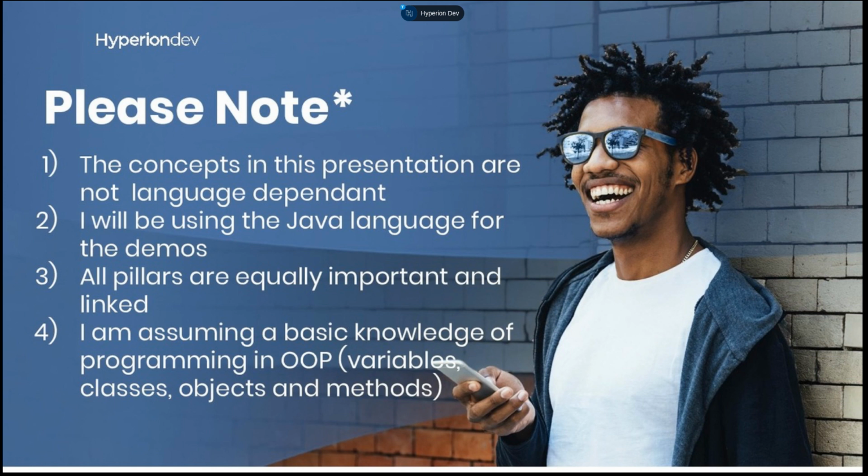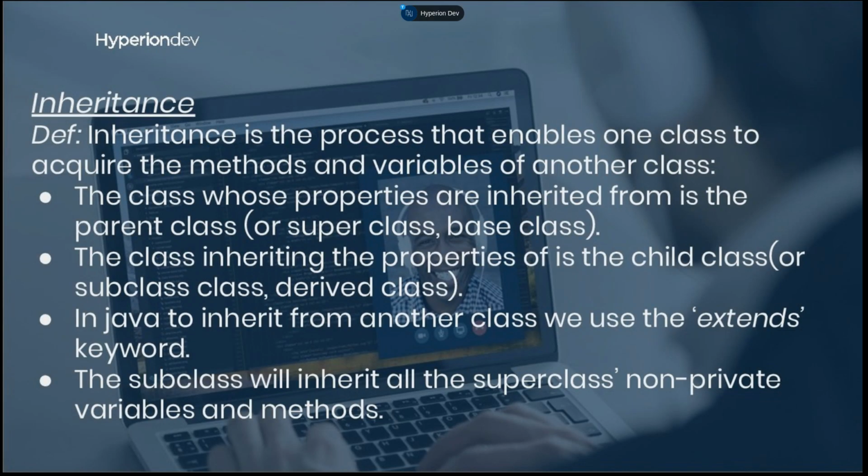And also, I am assuming a basic knowledge of programming in the object oriented paradigm, specifically that you know what variables are and the types of variables that we have, and what classes are, what objects are, and what methods are. Okay, so on to the first pillar. So I'm going to start off with inheritance.